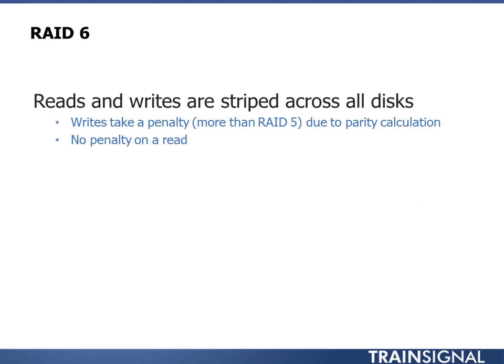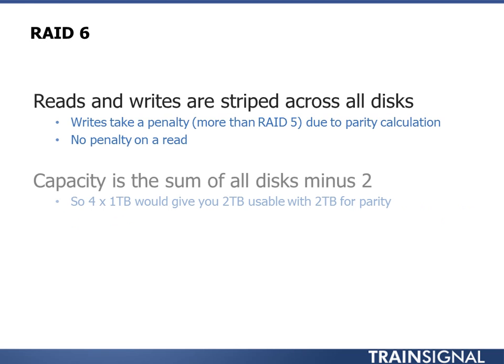Reads and writes are striped across all disks. Writes take a penalty more than RAID 5 due to parity calculation. Again, there's no penalty on read. Capacity is a sum minus 2. So if I have 4 by 1 terabyte, it gives me 2 usable with 2 for parity.